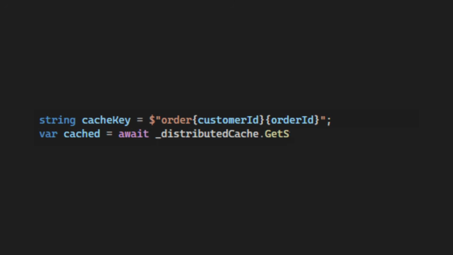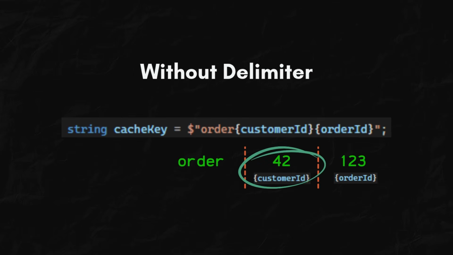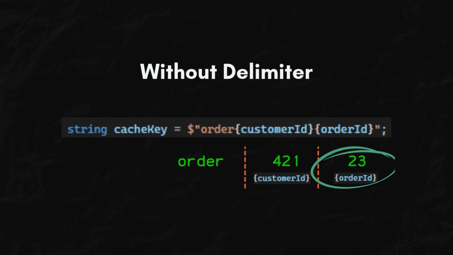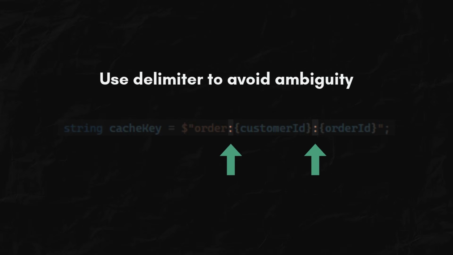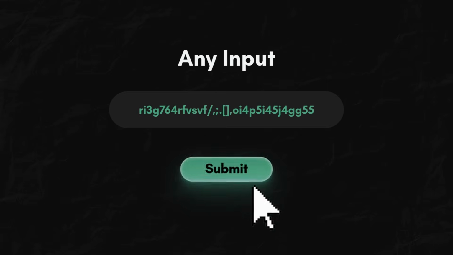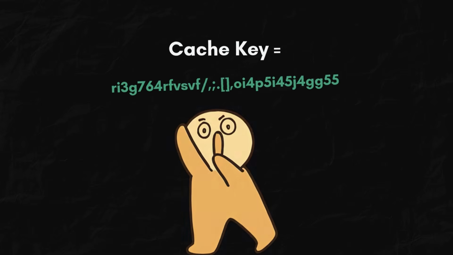Every cache has a key, but without delimiter, your keys might turn into this. Was it customer 42 and order 123, or customer 421 and order 23? Yes, use delimiter to avoid ambiguity. Also, never let user input sneak into your cache keys, else you'll get security nightmares or random meaningless keys.